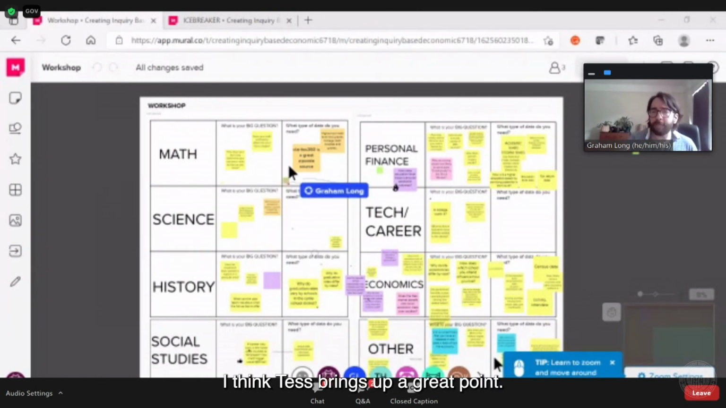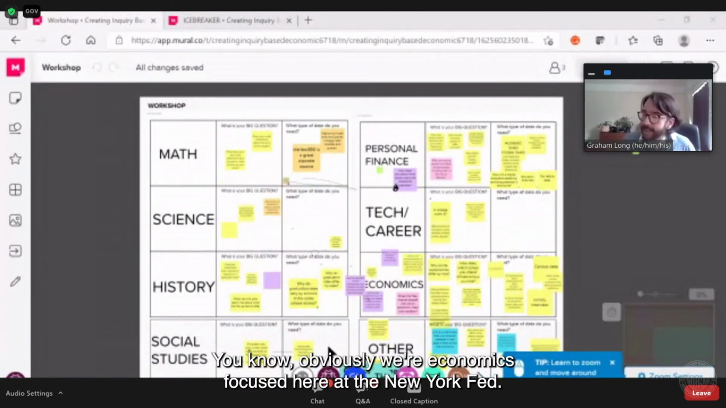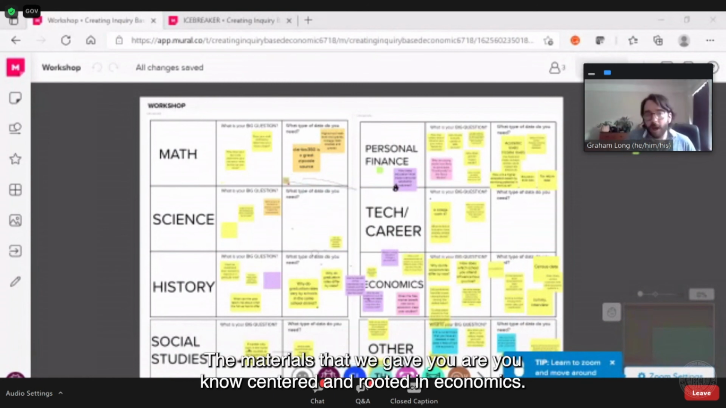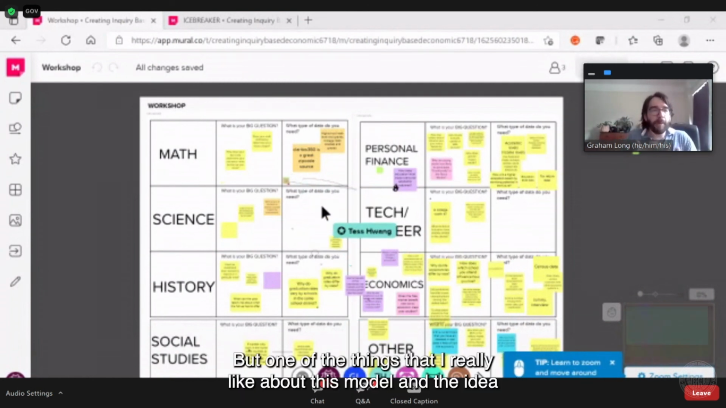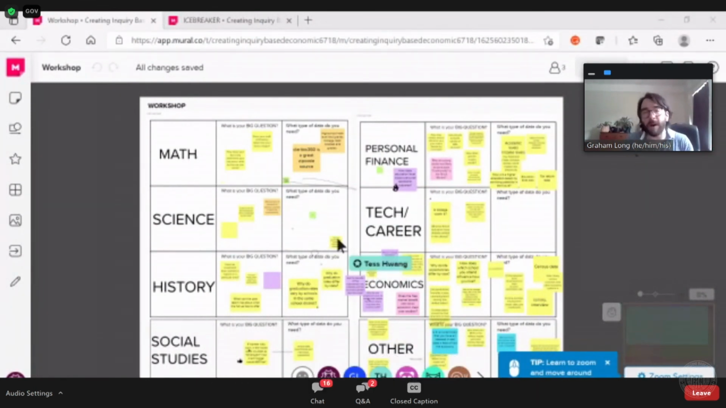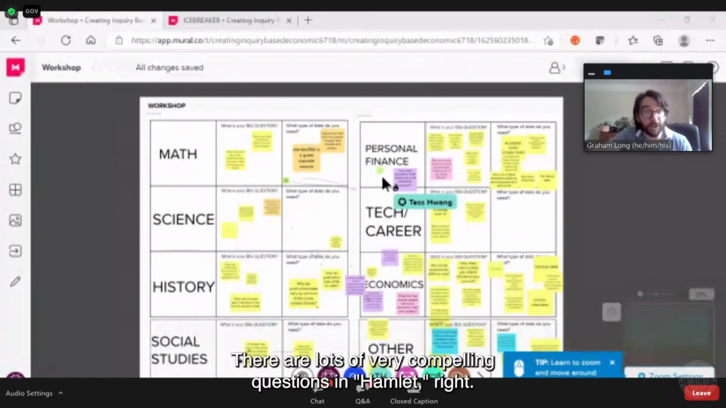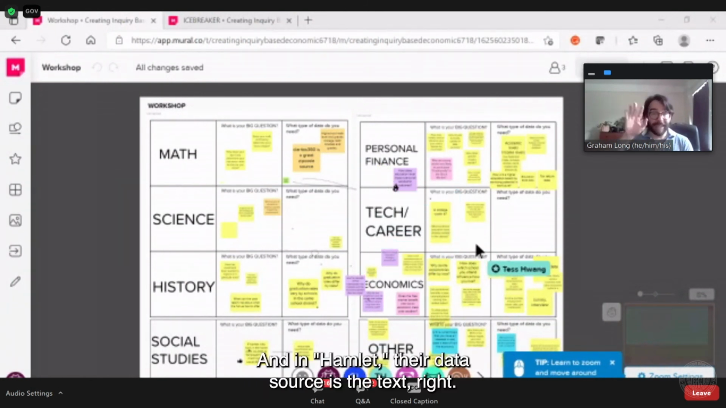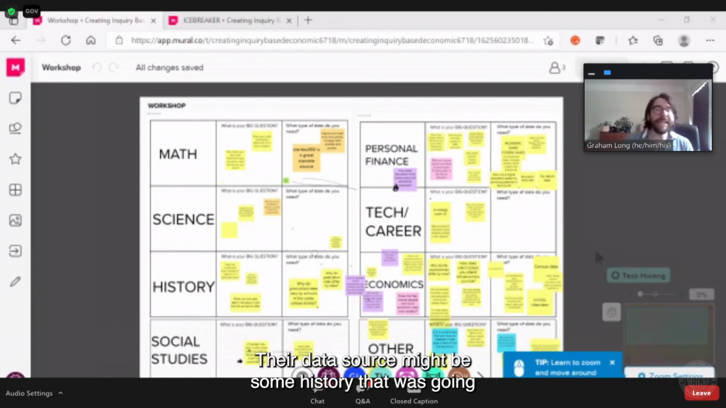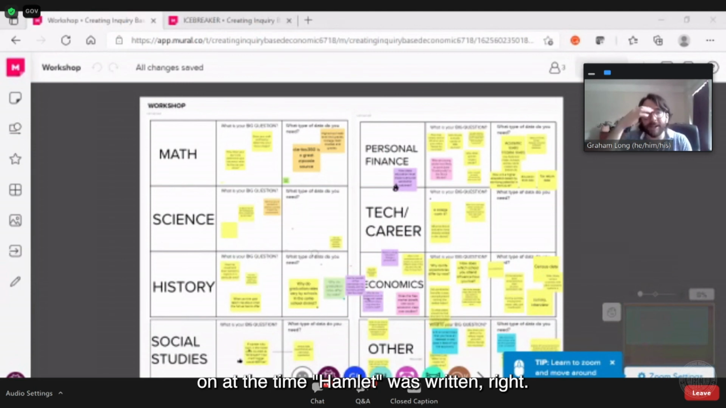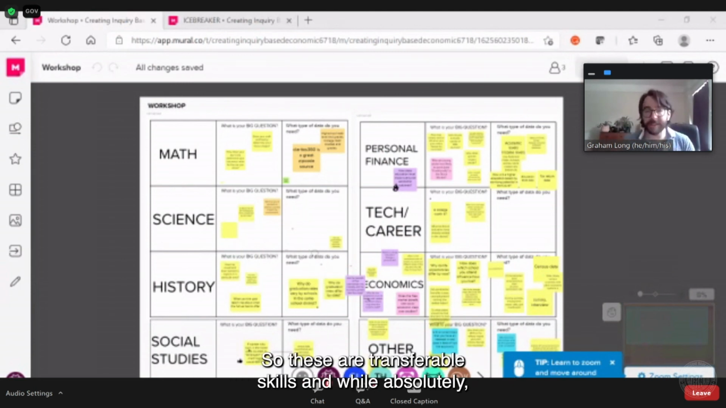I think Tess brings up a great point. Obviously we're economics focused here at the New York Fed, and the materials that we gave you are centered and rooted in economics. But one of the things I really like about this model and the idea of compelling questions is, guess what? Your science colleagues can do this, right? There are lots of very compelling questions in biology. There are lots of very compelling questions in Hamlet, right? And in Hamlet, their data source is the text. Their data source might be some history that was going on at the time Hamlet was written. So these are transferable skills.